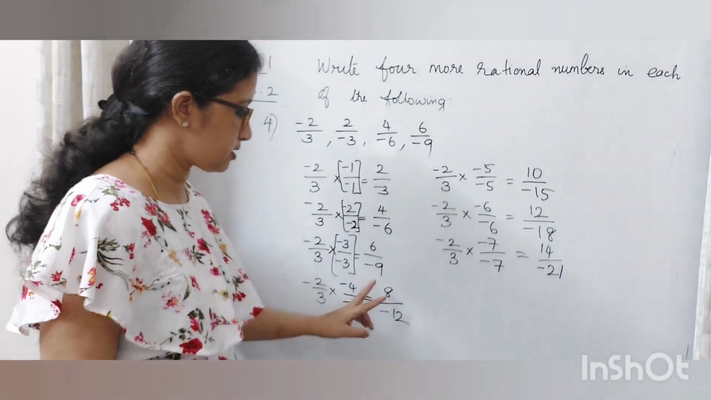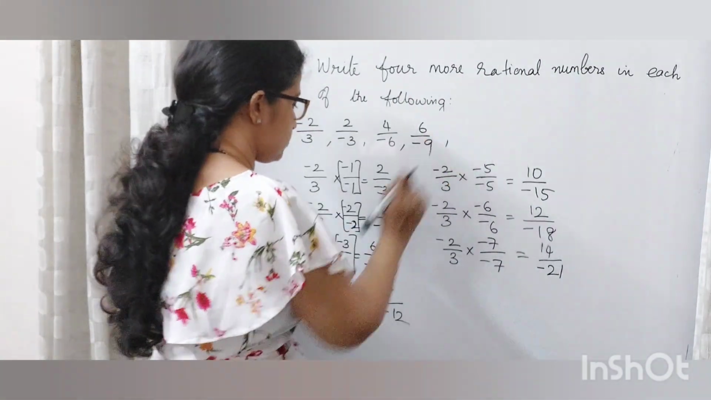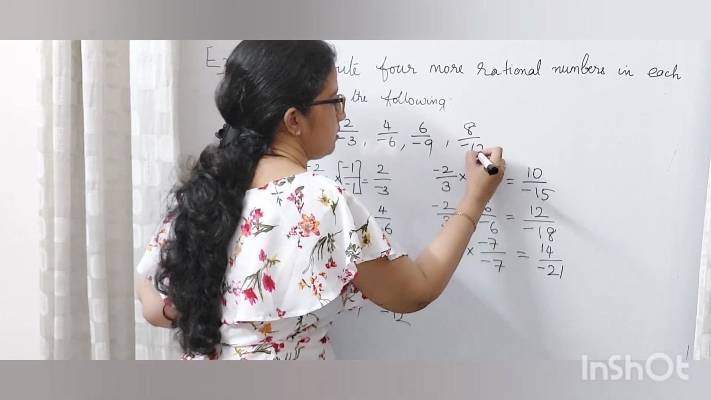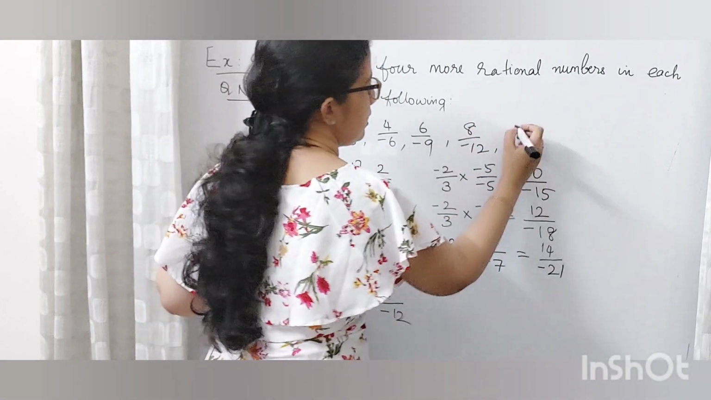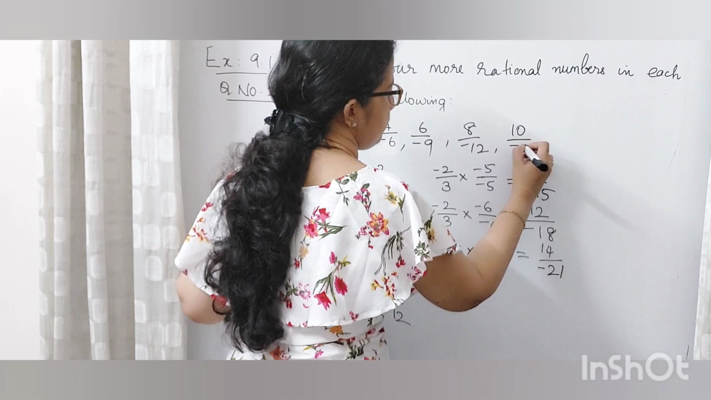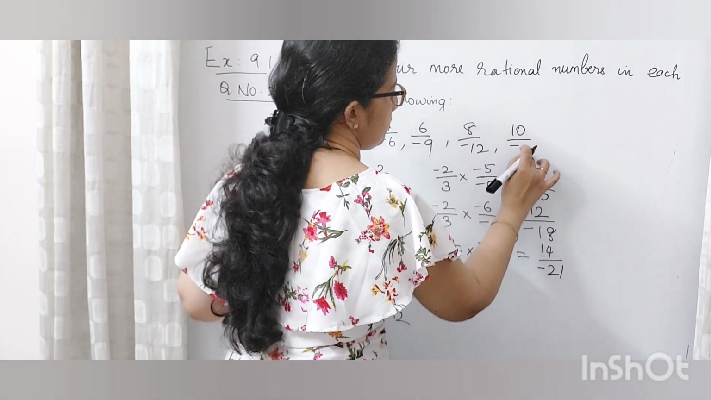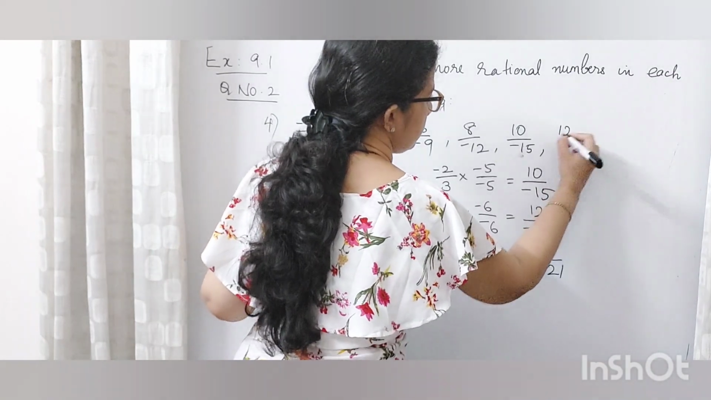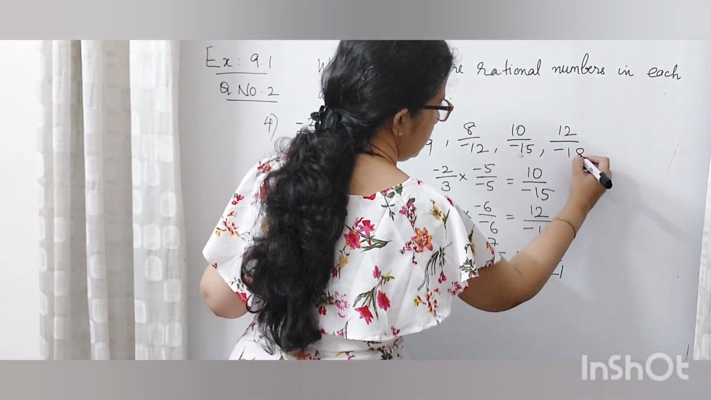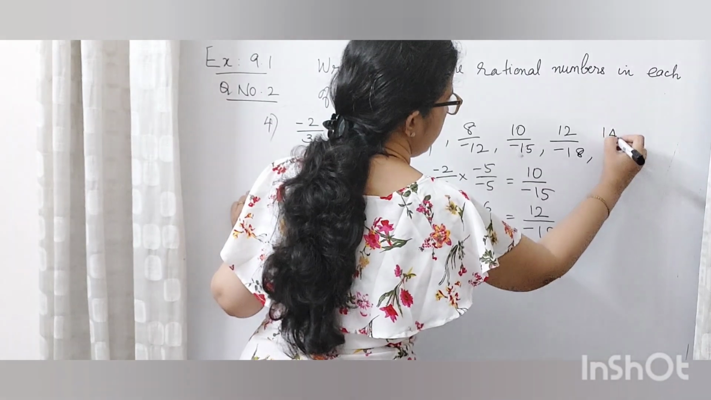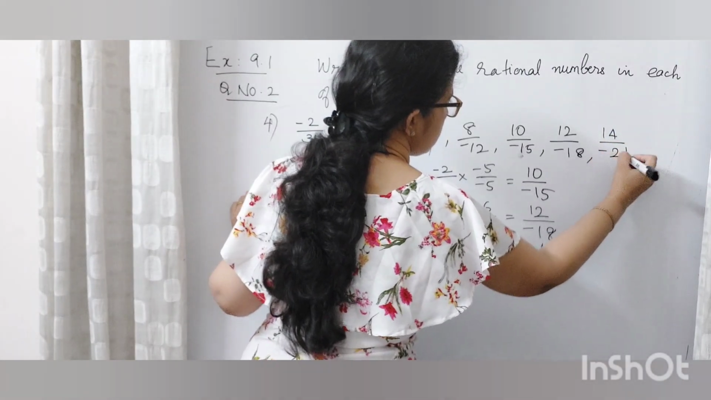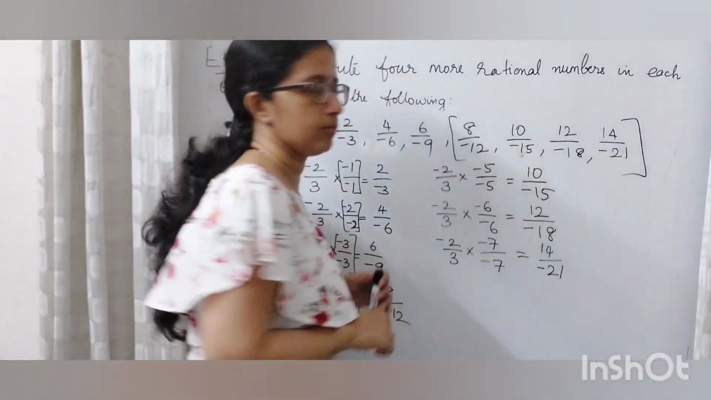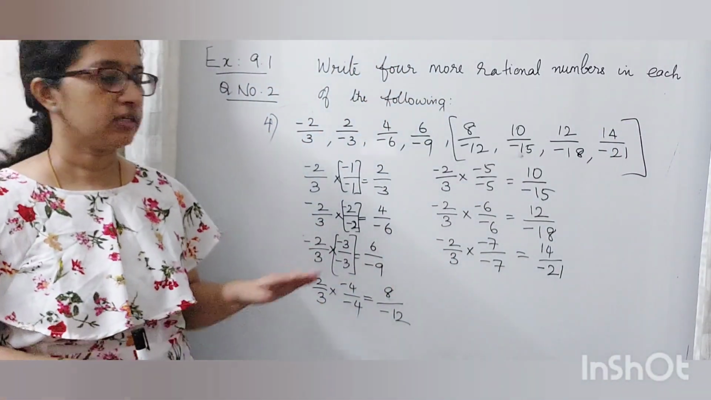Next 4 rational numbers here, that is after 6 by minus 9, it is 8 by minus 12. Okay. Next is 10 by minus 15, 12 by minus 18, 14 by minus 21. So these are the next 4 rational numbers. So clear with this?